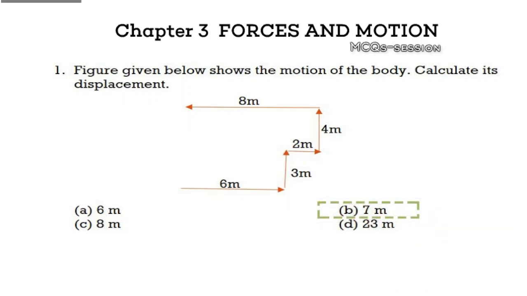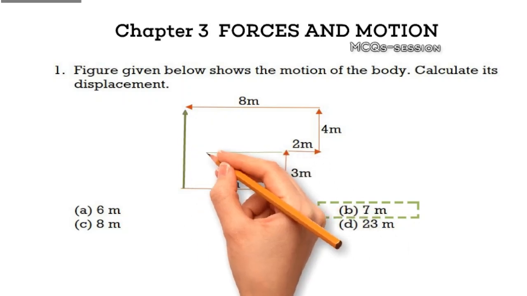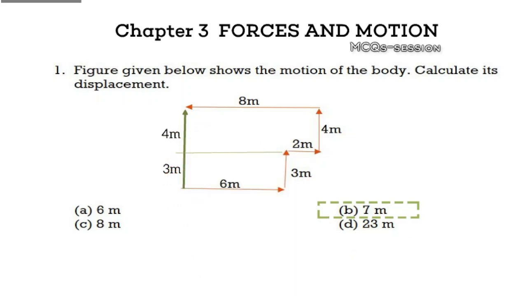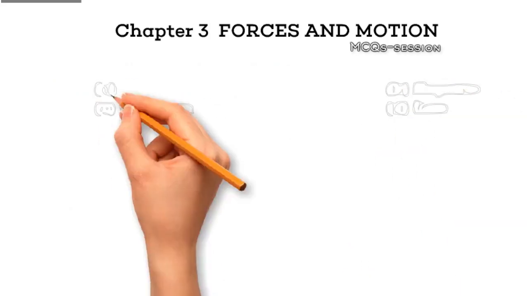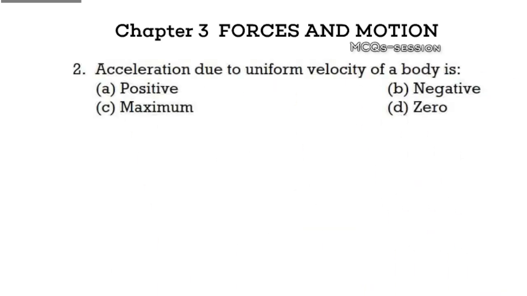Explanation: displacement is the shortest distance between the initial and final positions. From the figure, if we connect a vector from initial to final position, then the magnitude of the vector is 7 meter. Question 2. Acceleration due to uniform velocity of a body is: options: A, positive, B, negative, C, maximum, D, 0.